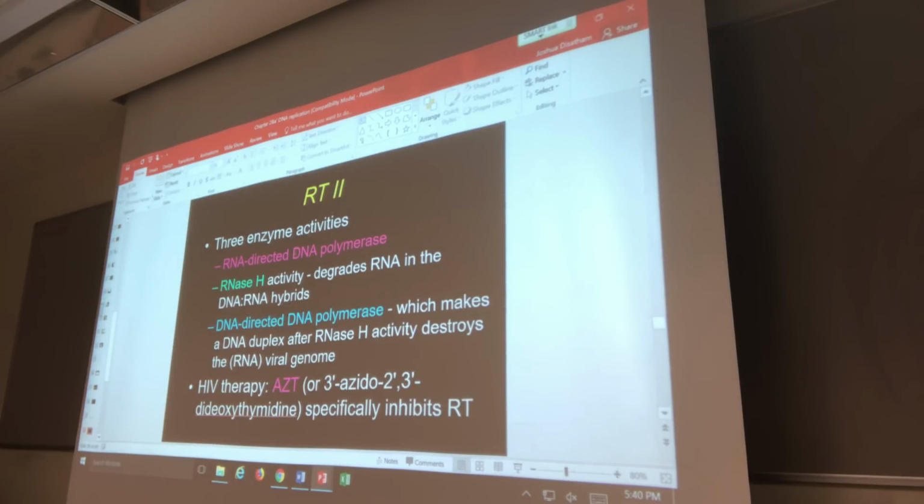So a lot of viruses, a lot of RNA viruses have this enzyme packaged into their protein package when they infect cells. So that's how they're able to incorporate their RNA genome into a target eukaryote's genome.